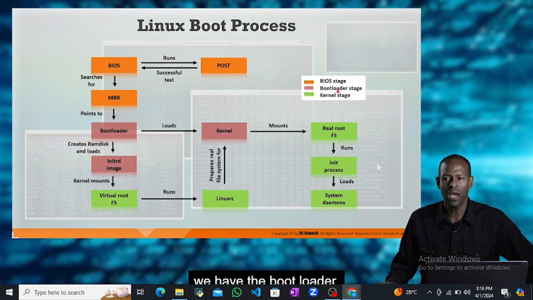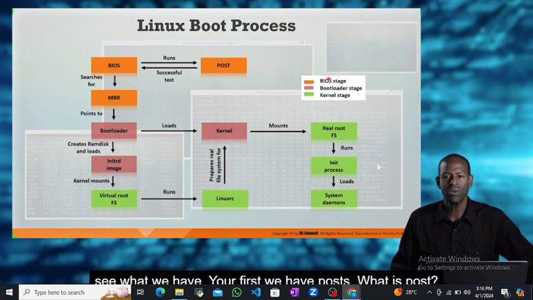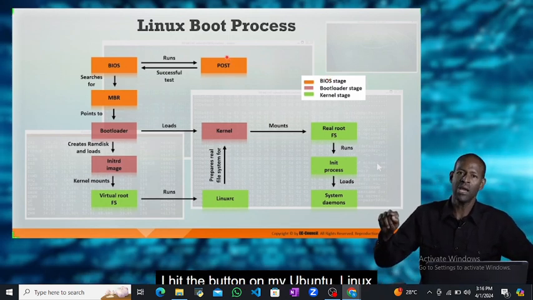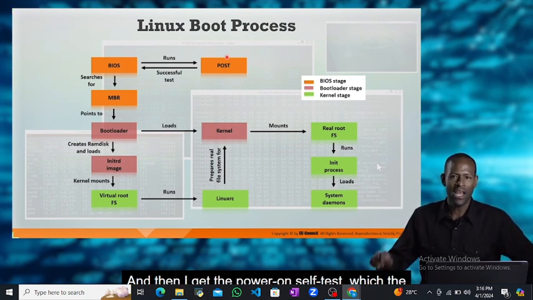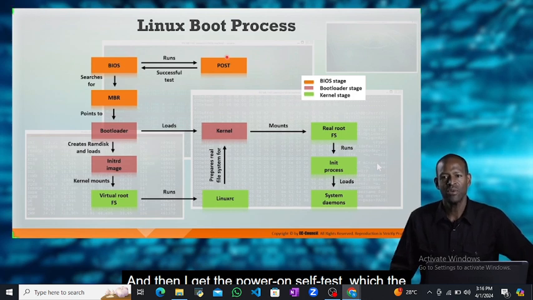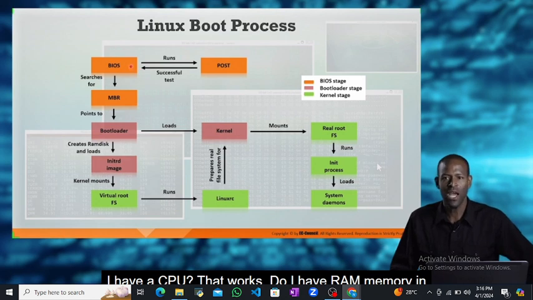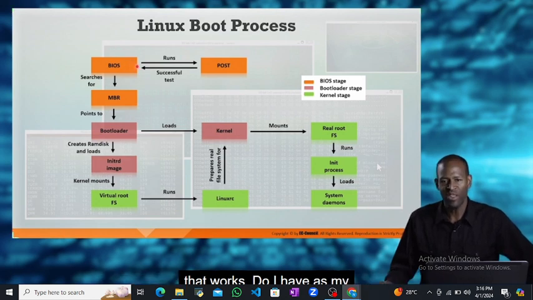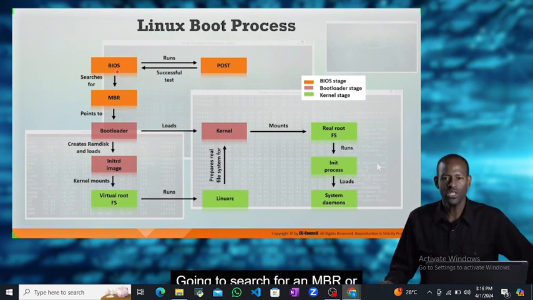And then we have the bootloader stage, and then the lowest level here is the BIOS stage. So let's see what we have here. First, we have POST. What is POST? I hit the button on my Ubuntu Linux box because it's a cold boot, and then I get the power-on self-test, where the BIOS checks its hardware. Do I have a CPU that works? Do I have RAM that works? Are my buses up and running? Okay, good. All right, so now I'm going to search for an MBR.